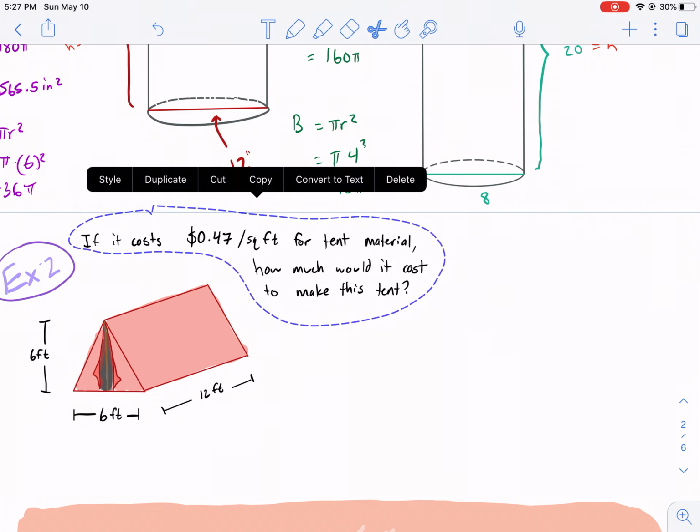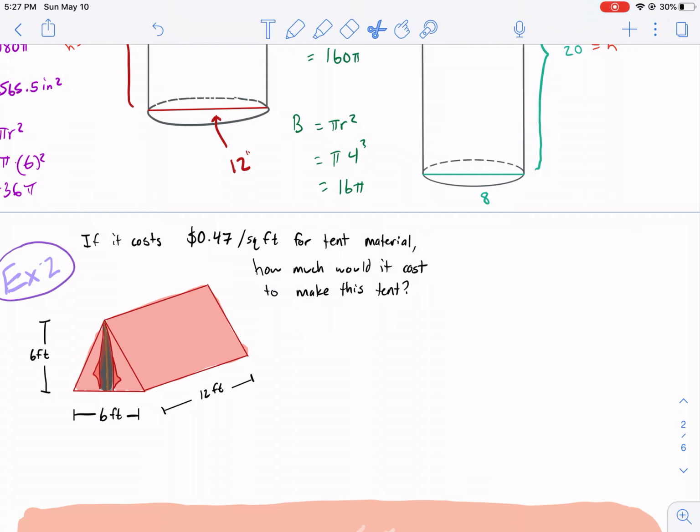If it costs 47 cents per square foot for tent material, how much would it cost to make this tent? Now let's assume here that the tent needs to cover the front and the back and all the sides and even the bottom. So essentially, this is a surface area problem. If you can't identify its surface area, you need to understand spatially what surface area is before proceeding from here. So surface area of a prism.